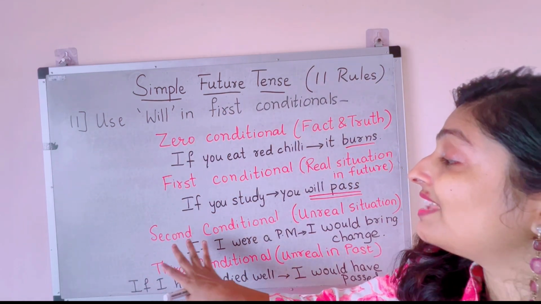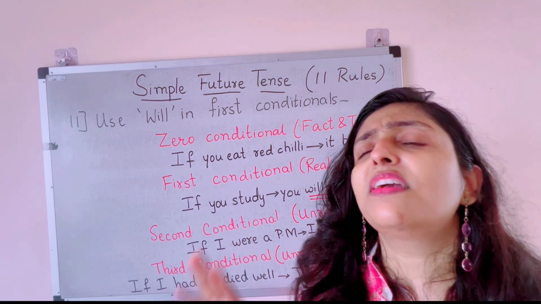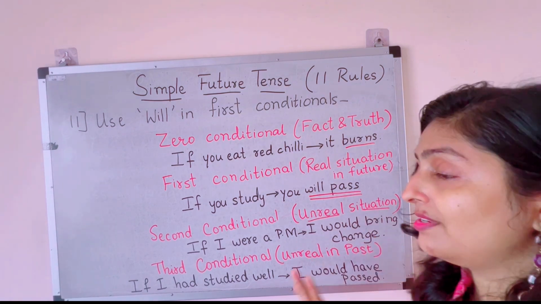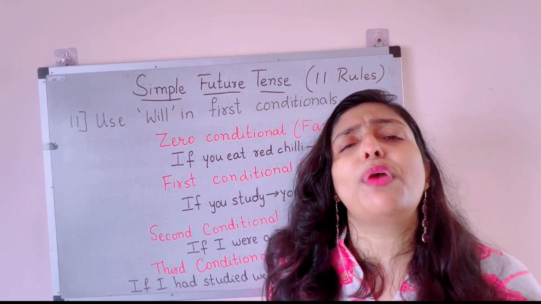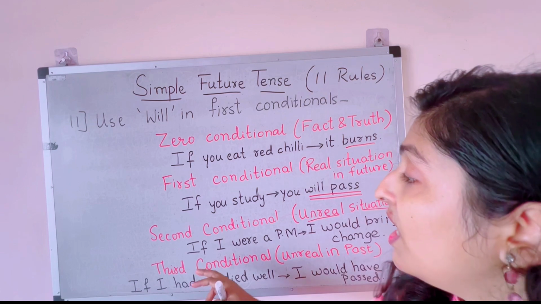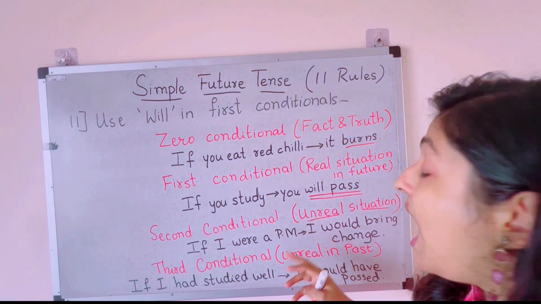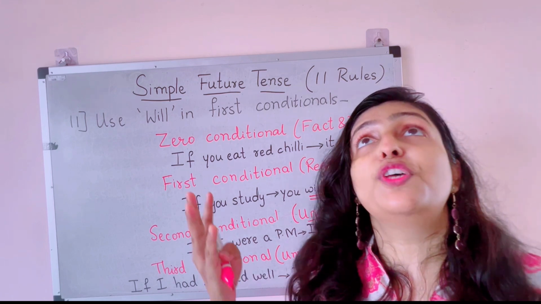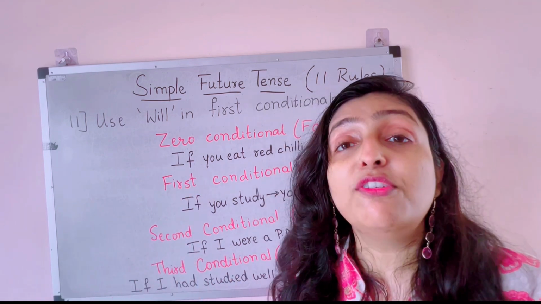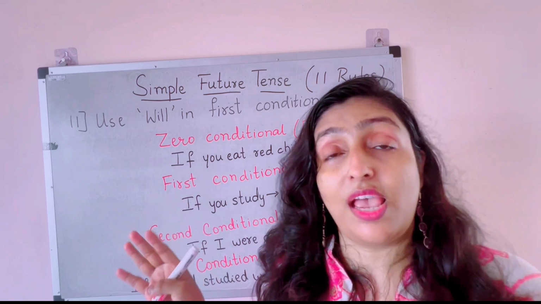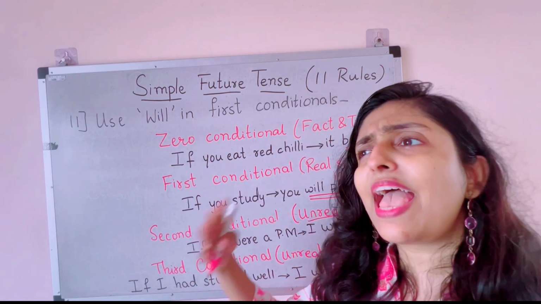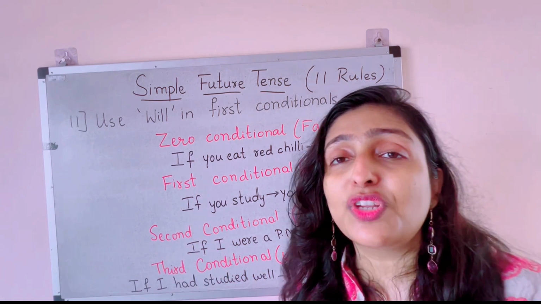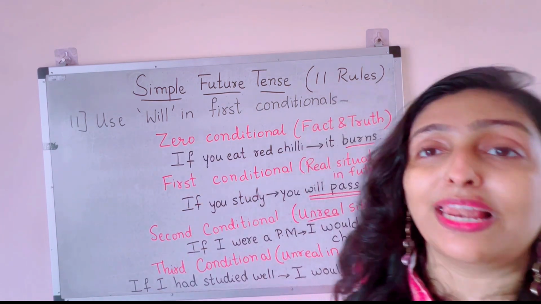Let's look at the second conditional sentence. Second conditional sentences are unreal situations. Unreal means that's not going to happen. It's impossible. If I were a PM, I would bring a change. If I were a doctor, it would have been great. If I were a dove, I would have wings. So unreal and impossible situations belong to the second conditional. We do not use will.